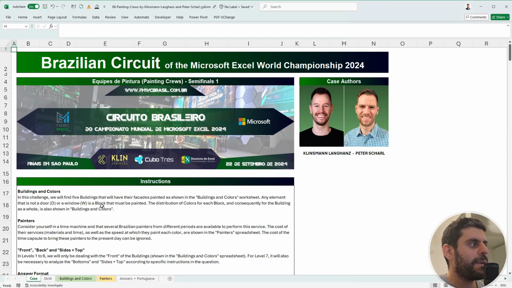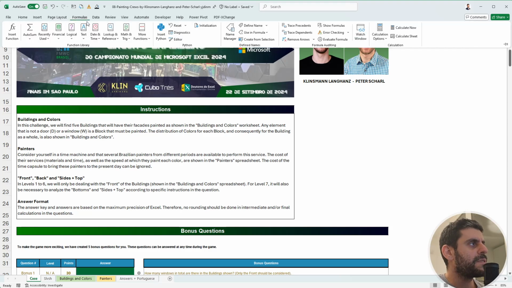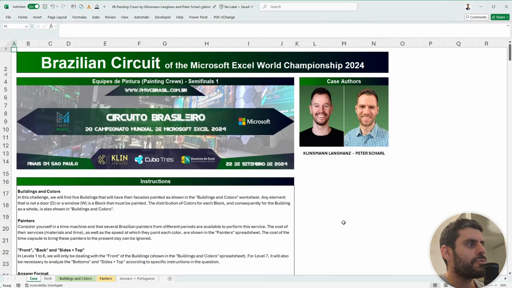In this challenge we will find 5 buildings that will have their facades painted as shown in the buildings and colors worksheet. An element that is not a door or a window is a block that must be painted. The distribution of colors for each block, and consequently for the building as a whole, is also shown in buildings and colors. Consider yourself in a time machine, and several Brazilian painters from different periods are available to perform this service. The cost of services, as well as the speed at which they paint each color, is shown in the painters spreadsheet. The cost of this capsule to bring these painters can be ignored.